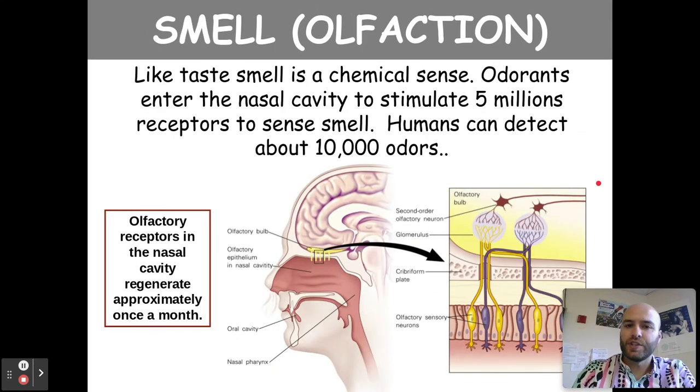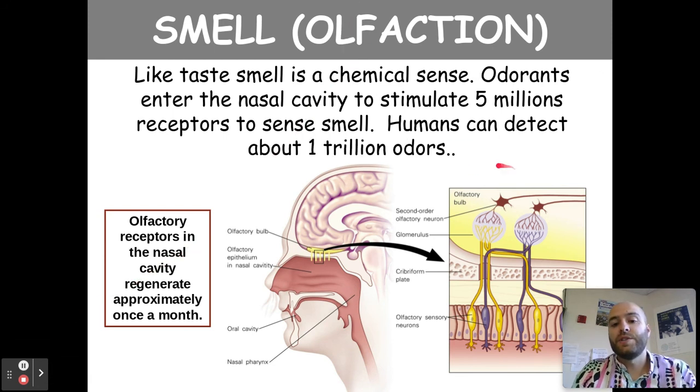Now, onto smell, or what's known as olfaction. Like taste, smell is a chemical sense. Odorants enter our nasal cavity to stimulate roughly 5 million receptors to sense and smell. More recent research has shown us that humans can detect about 1 trillion different odors.